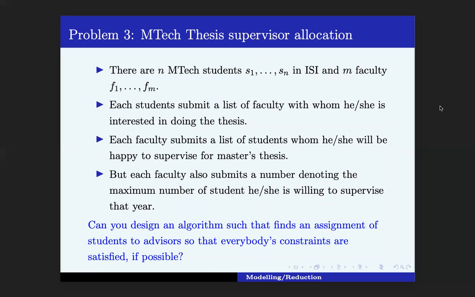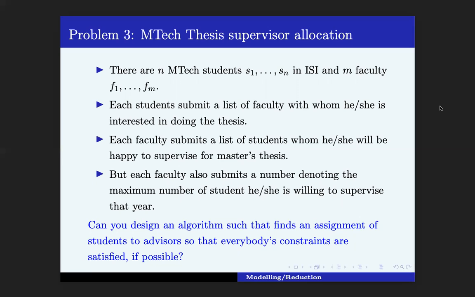There are n MTech students, S1 to SN, in ISI, and there are M faculties, F1 to FM. Each student submits a list of faculties with whom he or she wants to do the thesis. At the same time, each faculty also submits a list of students whom he or she will be happy to supervise for the master's thesis.